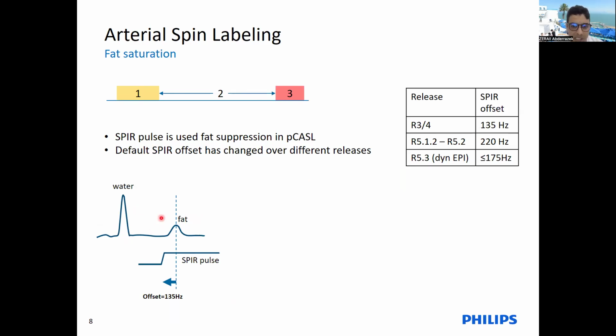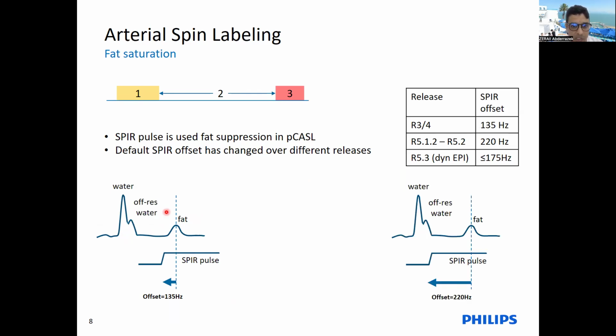The problem that is caused is pulsating or off resonance of cerebrospinal fluid. Sometimes it gets suppressed and sometimes not. We can see the results in the dynamic image.